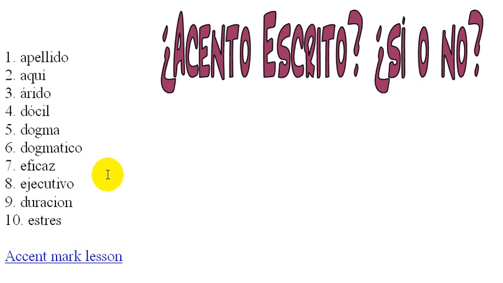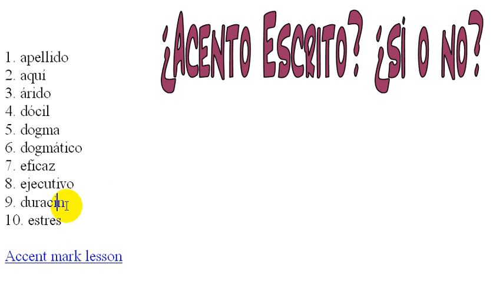Dogma will not have a written accent mark because the stress is right here over the O and it ends in a vowel, N, or S. Dogmático will have a written accent mark over this A because it's the third or more syllable back. Eficaz will not have a written accent mark because the stress is on the last syllable and it ends in something other than a vowel, N, or S. Ocho. Ejecutivo will not have a written accent mark because the stress is on this syllable right here, the TI, and it ends in a vowel, N, or S.